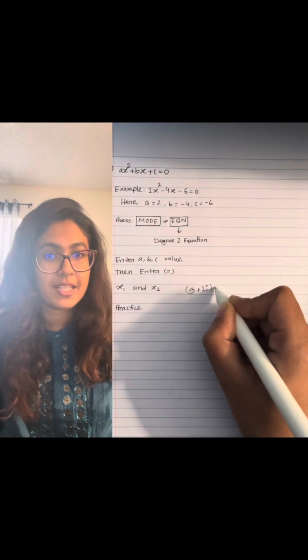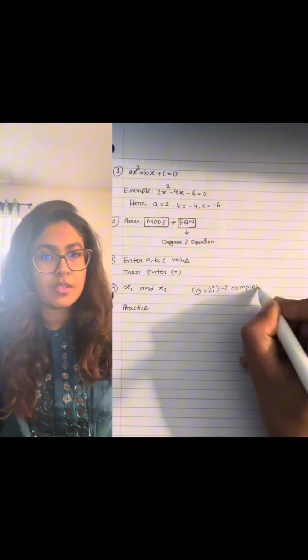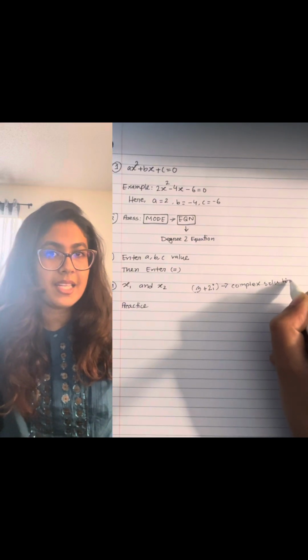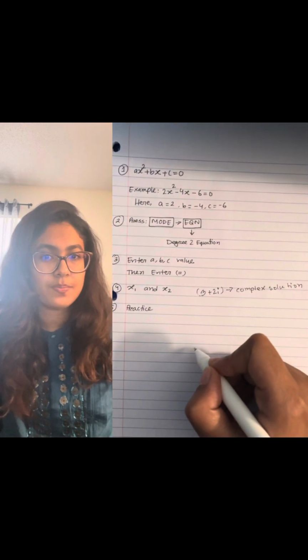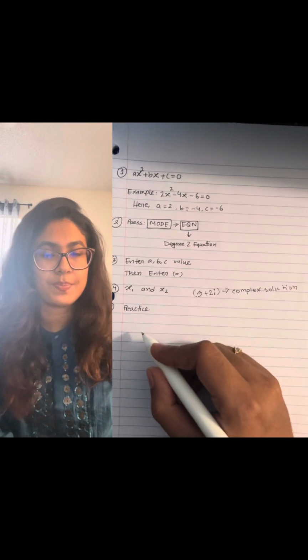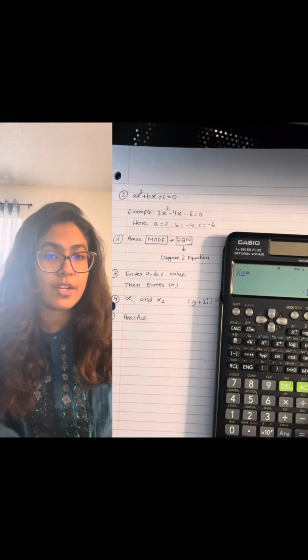If you find the solution in the form of i, that will tell you that the solution is a complex number, and any decimal number or integer will give you the real solution. And then step 5 is to practice more examples and avoid common mistakes.